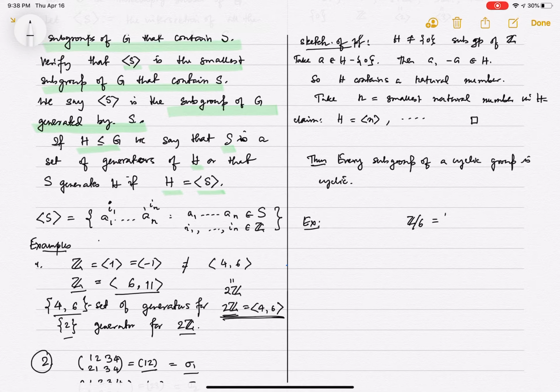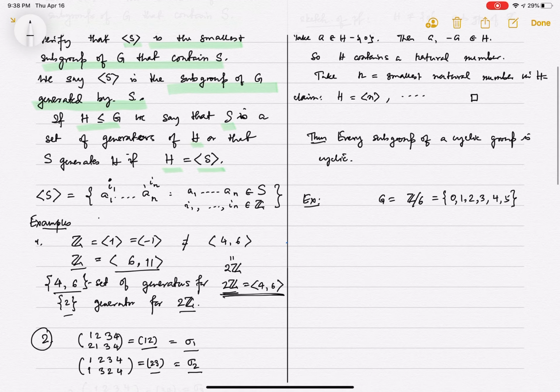Z mod 6 has only 6 things, so this is a fairly easy group. And here again, by 4 I mean the image of 4 in Z mod 6. Okay. So that's my G. The operation is plus, the identity is 0. Of course, you have the 0 subgroup, and you have G itself. Now let's say a subgroup contains 1. If it contains 1, then it contains 1, 2, 3, 4, 5, 0, everything. So it's the whole group.